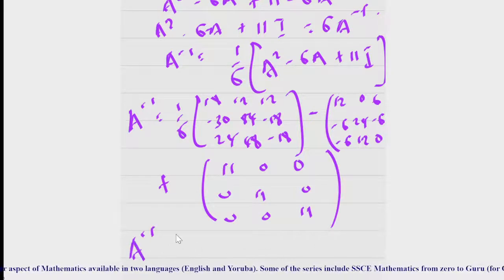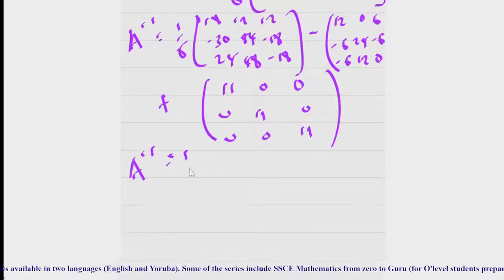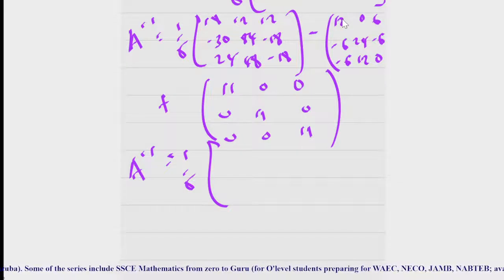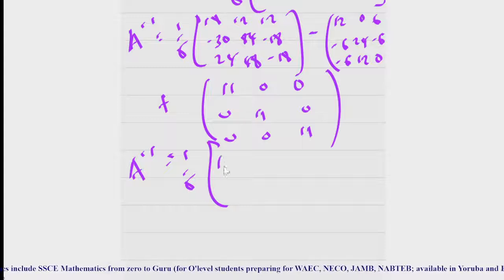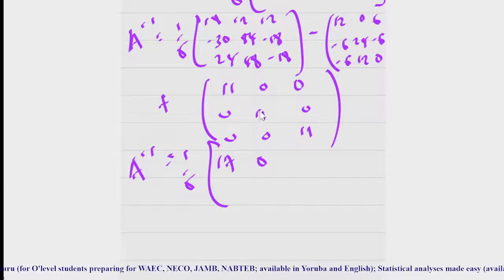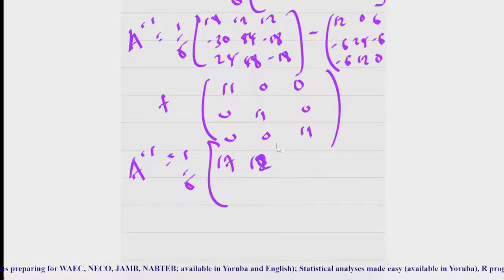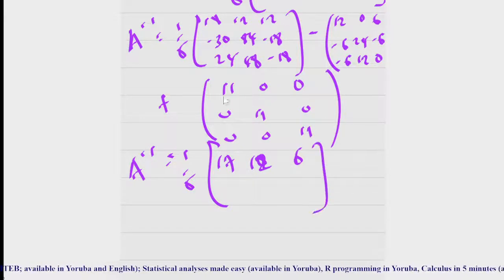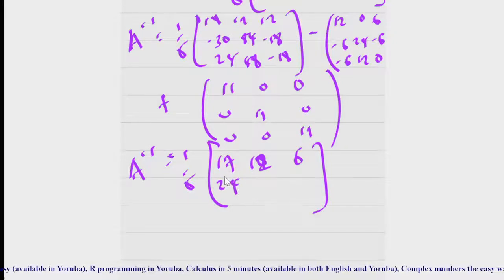You understand? And then your A inverse will now be what? 1 over 6 into 18 minus 6, that is 6. 18 minus 12, that is 6. 6 plus 11, that is 17. 12 minus 0, that is 12, sorry. So 12 minus 6, that is 6 plus 0, that is 6. Okay, minus 30 minus 6, that is plus. Minus 30 plus 6 will give me minus 24.